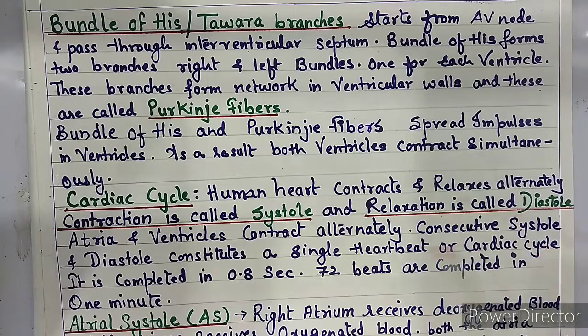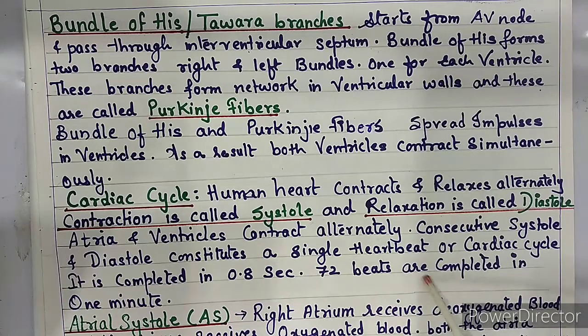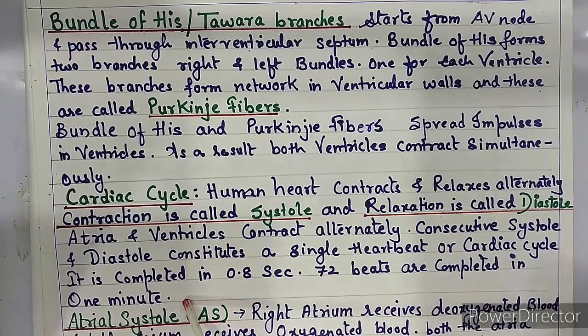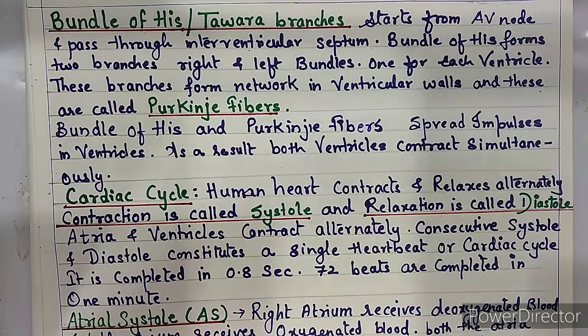This cardiac cycle is completed in 0.8 seconds. 72 heartbeats are completed in 1 minute. Next we are going to study the atrial systole. Now we will study what happens when the upper receiving chambers, the atria, contract.